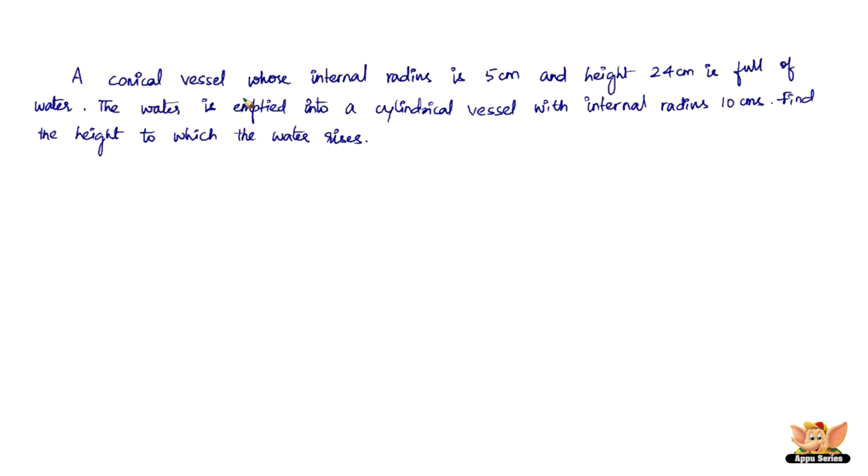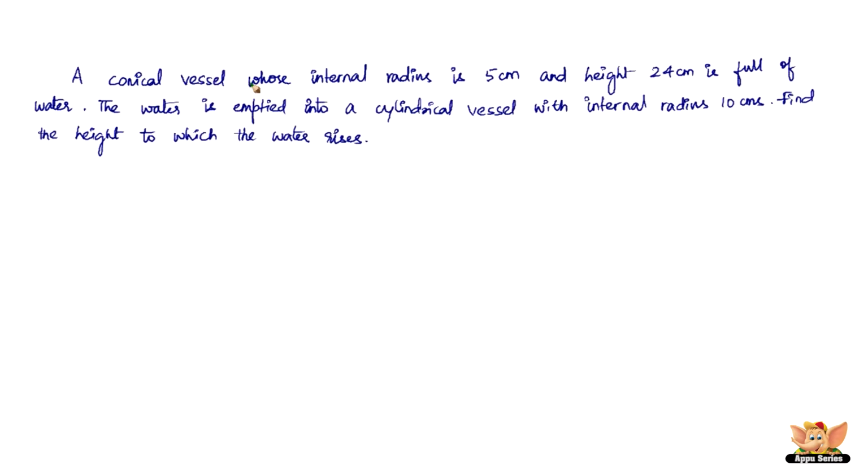A conical vessel whose internal radius is 5 centimeter and height 24 centimeter is full of water. So immediately you know what is the volume of water that is present in this vessel, right? So that's no problem. Now this water is emptied into a cylindrical vessel with internal radius 10 centimeters. We need to find the height to which the water rises.